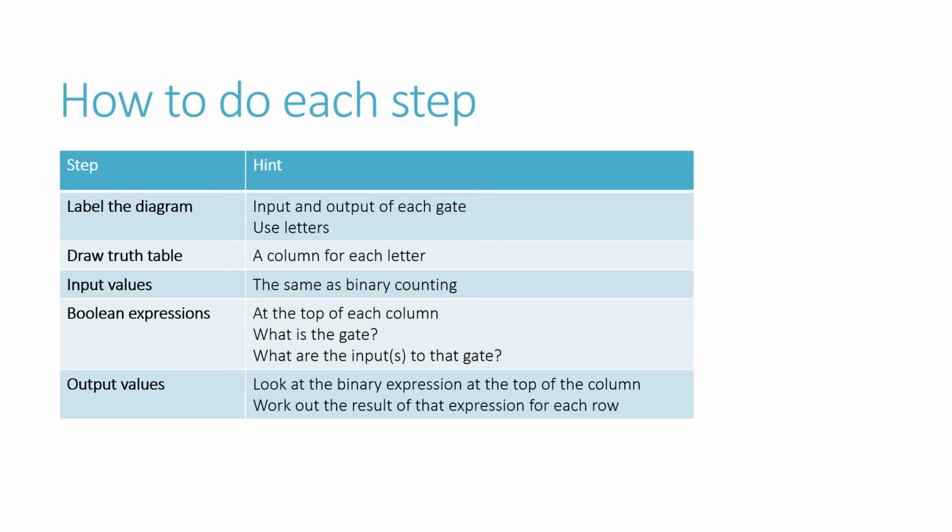Input and output of each gate, a column for each of those letters, binary counting. When we look for the Boolean expression at the top of a column, we should think, what is the gate that is the output of? Is it an AND gate, a NOT gate, or XOR? What is the operator, in other words? And what are the inputs to that gate? And then finally, now we know the Boolean expression, we can just work out the value of that output for each row of the table.